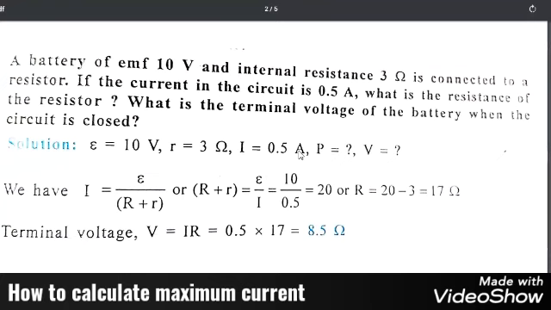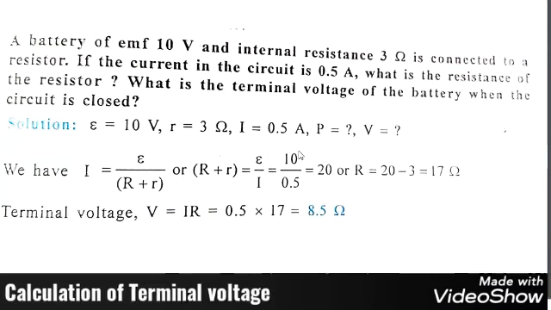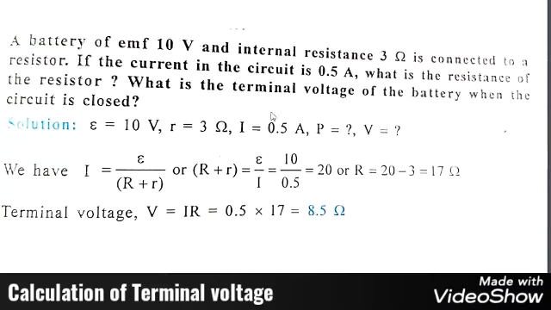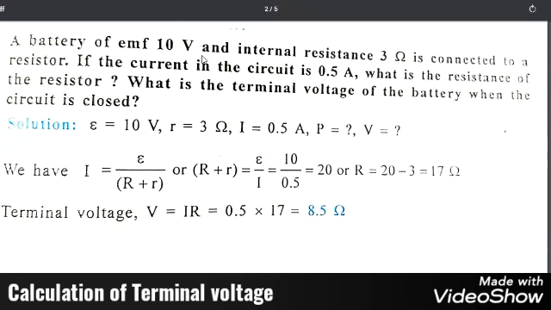Okay. Then the problem is like this: a battery of EMF 10 volt and internal resistance 3 ohm is connected to a resistor. Here the EMF of the battery is given, E is 10 volt, and the internal resistance, small r, is 3 ohm, connected to a resistor. If the current in the circuit is 0.5 ampere, that is the current is also given, taken as I is equal to 0.5 ampere, then what is the resistance of the resistor?